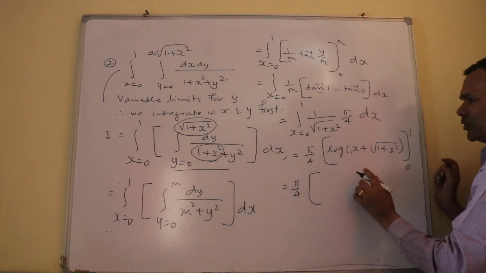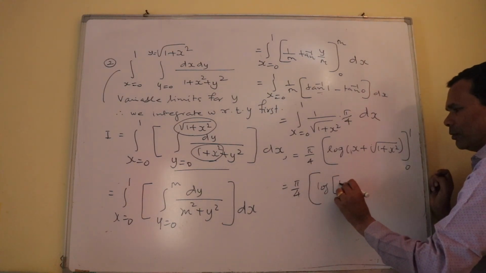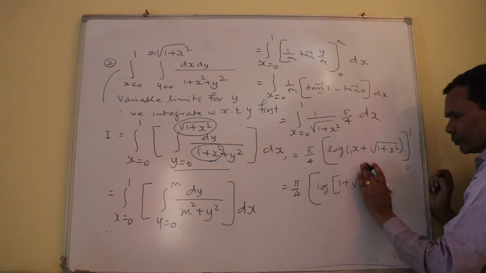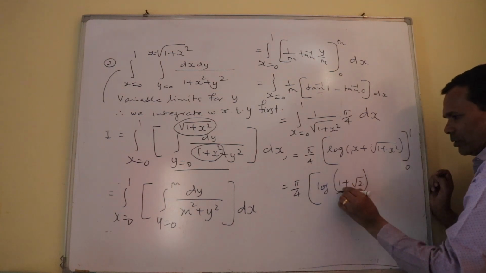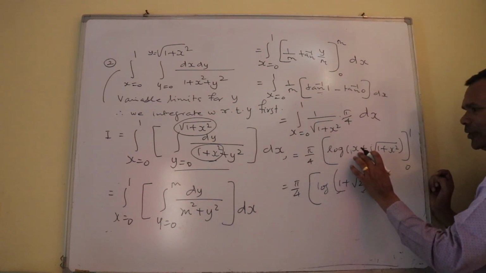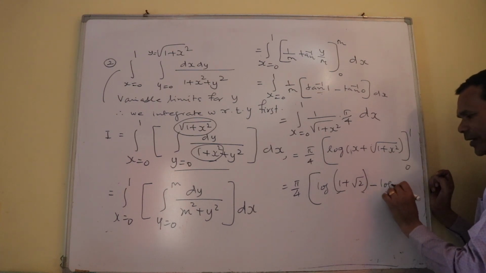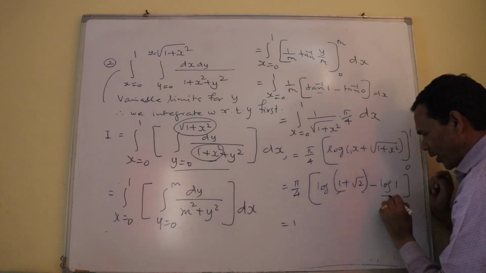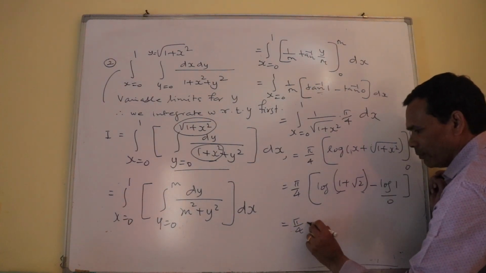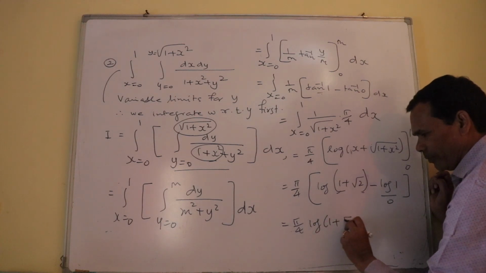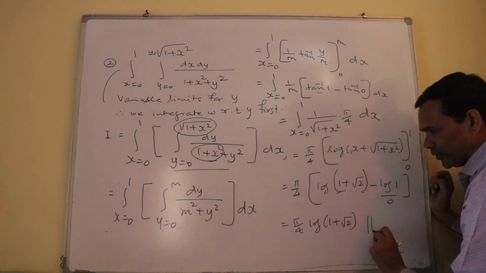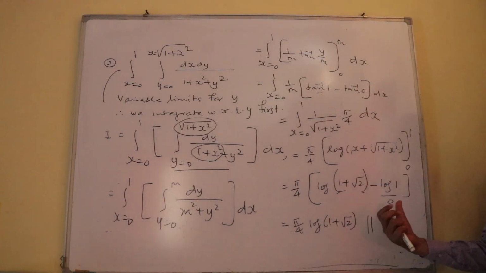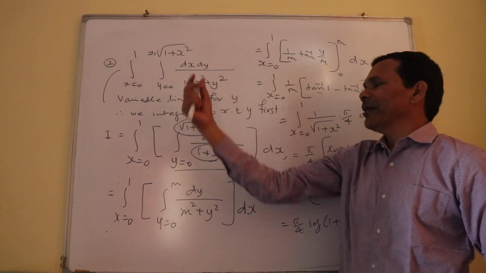And you are getting log of 1 plus root 2, minus log of 0 if you apply 0, and this is log 1 you are getting. Log 1, or ln, natural log to the base e, so this value is 0. So you are getting your answer: pi by 4 log of 1 plus root 2 is the value of this double integration. So this is the technique of evaluating a double integral with respect to y first, because y has variable limits.